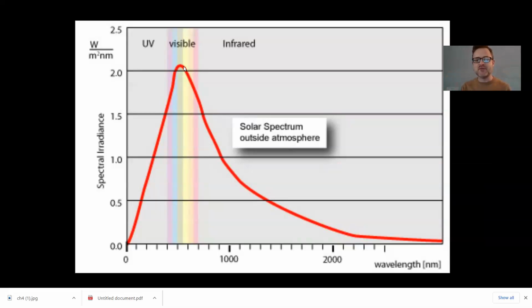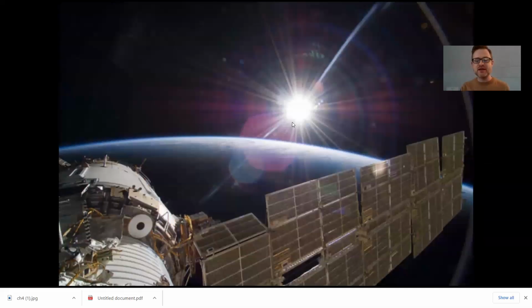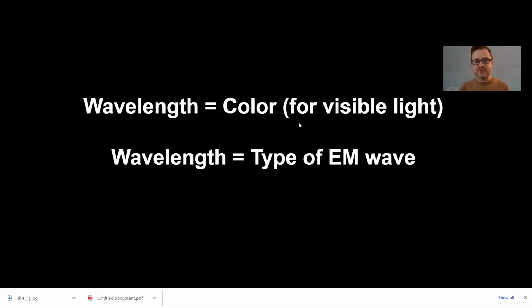Anyway, I'm getting off topic. Here you can see the peak solar radiation coming from the sun is in green, greenish yellow. And here in space, the sun looks yellow. The sun looks white because it's giving off all the wavelengths.